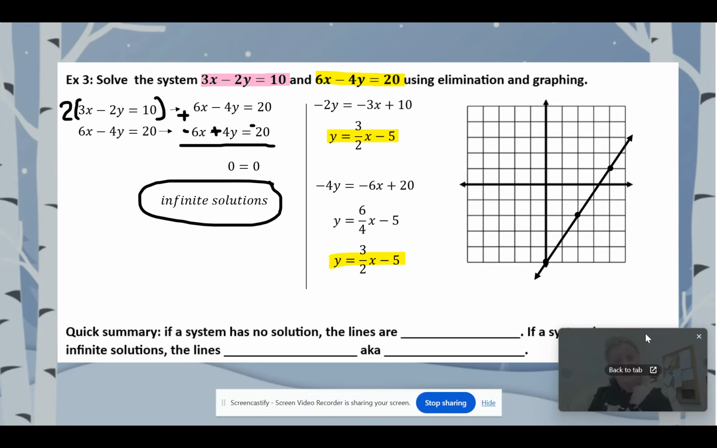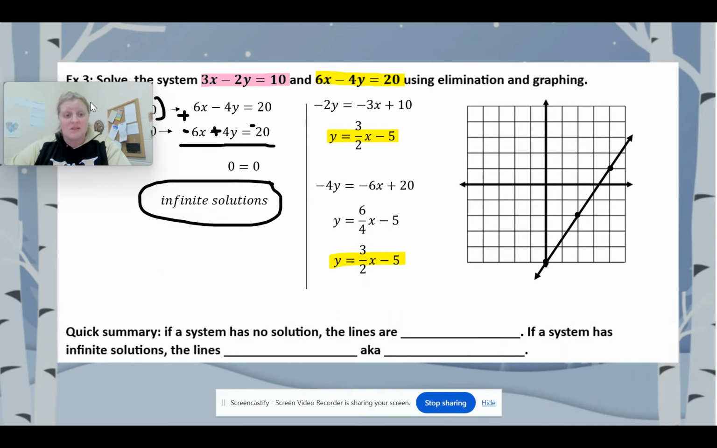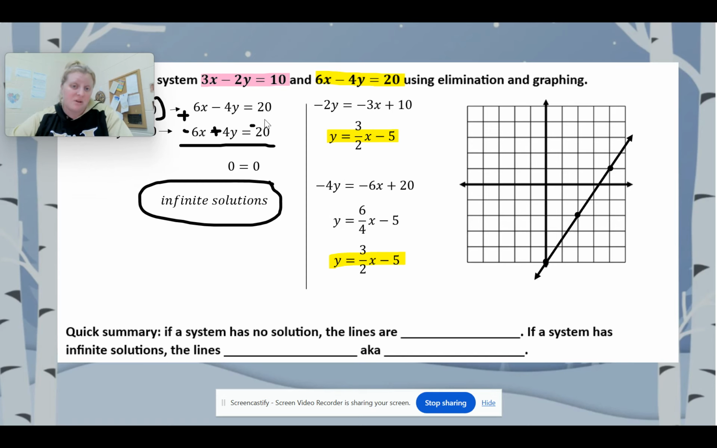So when you get infinite solutions for something, that means that you had the exact same equation from the start. It was just disguised. In fact, if you look at your two equations here, if you just double everybody here, you're going to get the same thing as here. So these are the same problem. I just had them disguised as different problems.